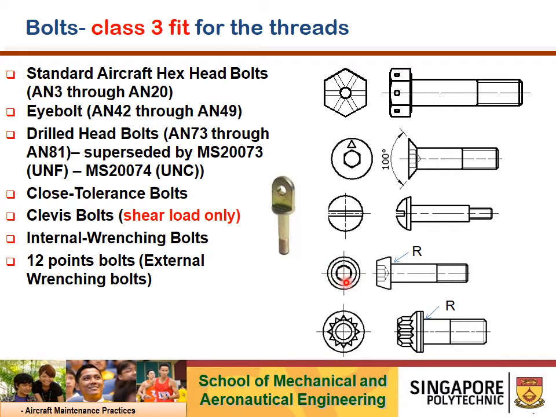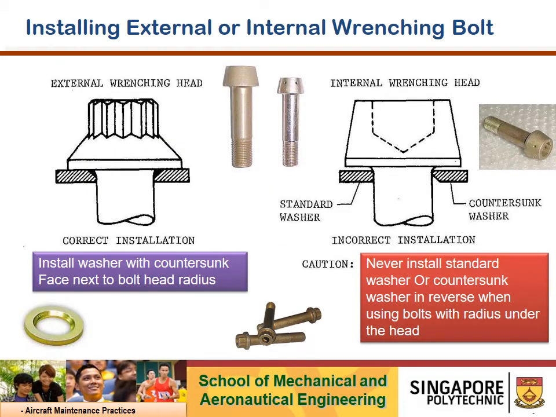Internal wrench is using an Allen key to rotate it, and for external, you can use an open end. The next slide will talk about that. Just take note that these two bolts are very special. This is an external or internal wrenching bolt. The words external and internal actually refer to the method to tighten the bolts.